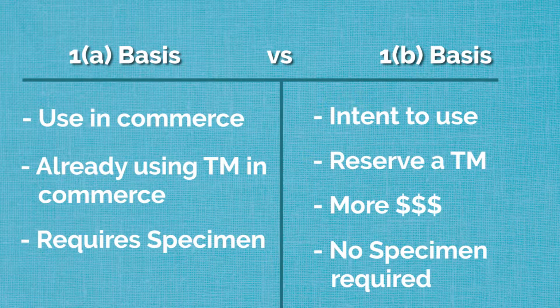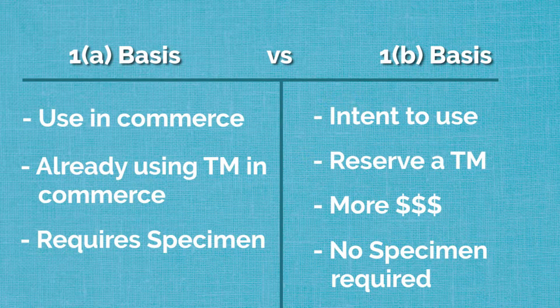So again, with the 1A basis, the specimen is required because you're filing that application saying that, hey, I'm already using this brand name in commerce. Okay. With the 1B, you don't have to file that specimen yet. You'll file it later on in the process, in the application process. So that's the real difference between the 1A and 1B.